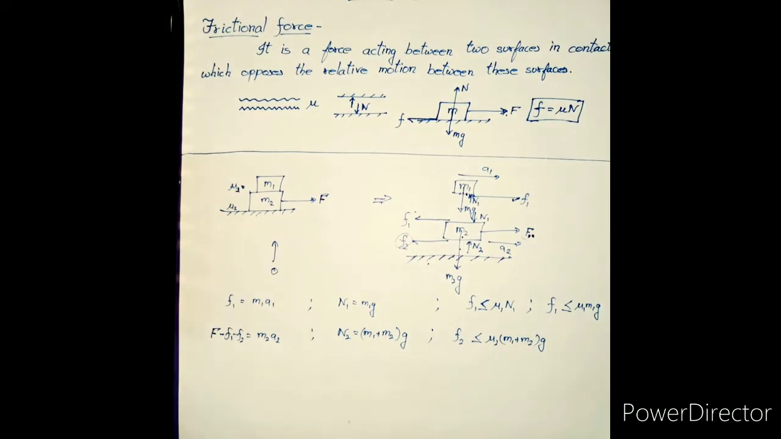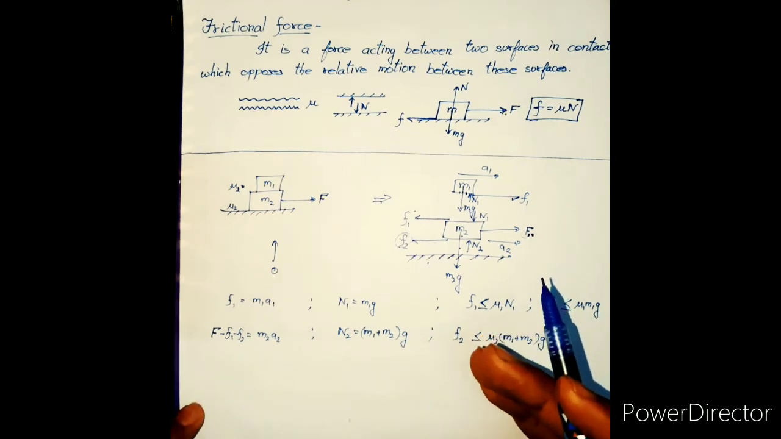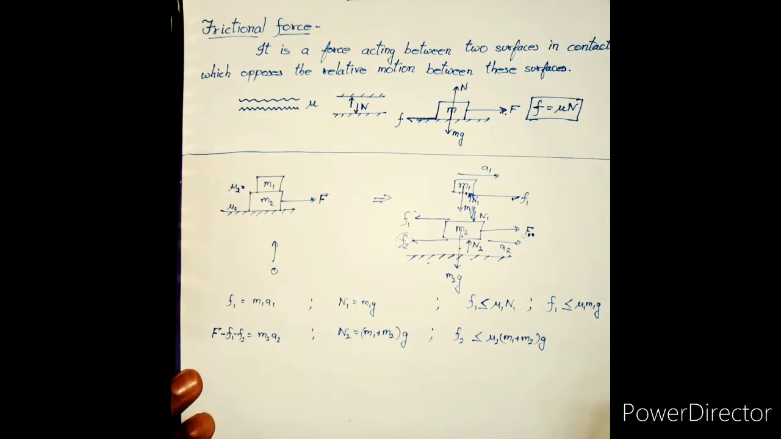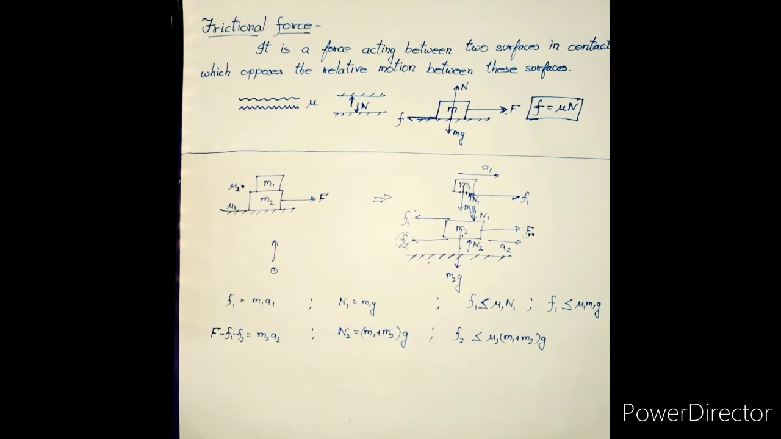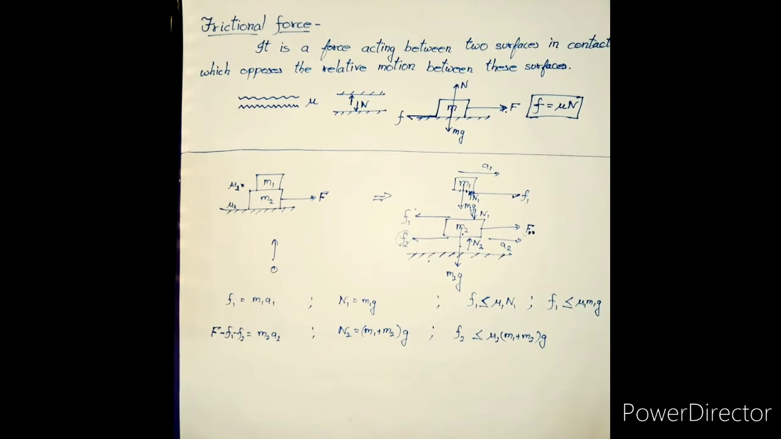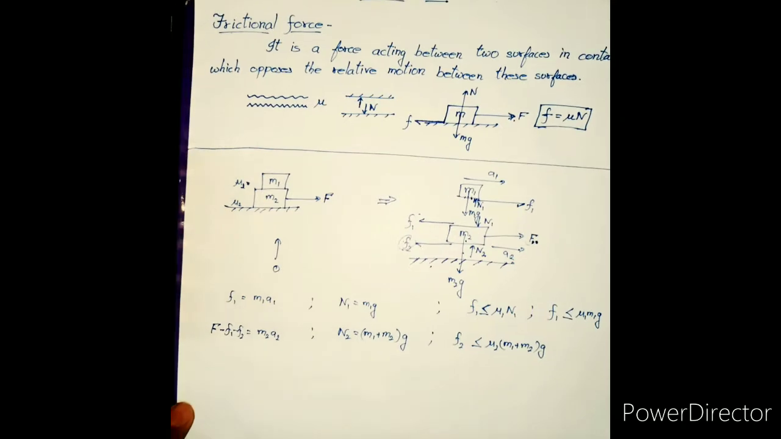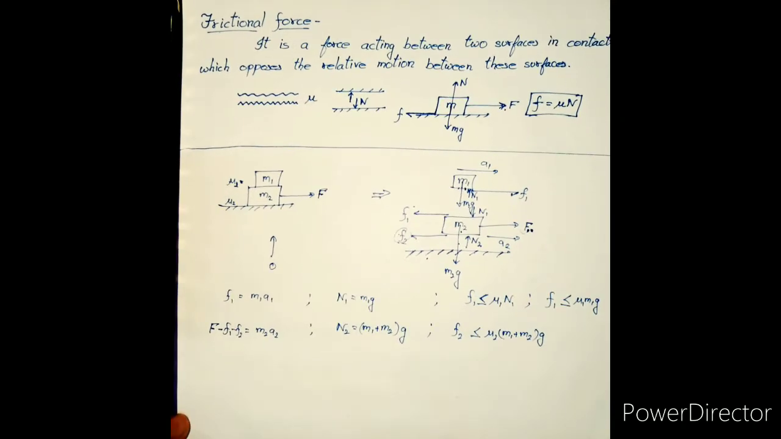And when it gains its maximum value, both blocks will start to move with common acceleration. I'm taking it as AC, right? So in the starting, both blocks will be at rest. Then they will start to move together. Then we will get a relative motion between the two blocks. There will be slipping between the blocks, and at that time the force applied will be greater than the Fmax value, right? So let us consider the common acceleration point.